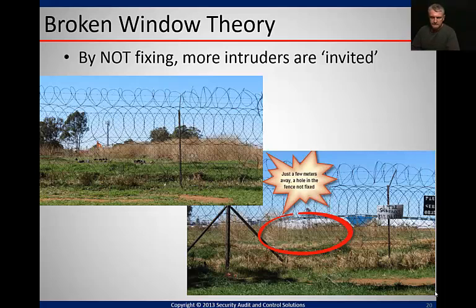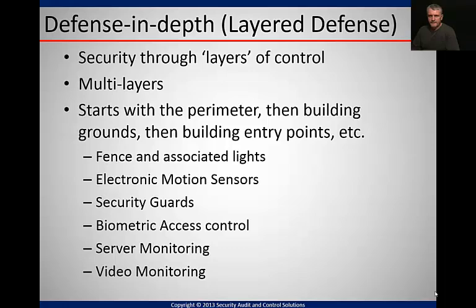However, just a few meters away from there, we have a hole in the fence that hasn't been fixed for a while. This, to trespassers, would indicate that we don't have perimeter control or review, and we can go in and out as we please. So by not fixing it, more intruders are invited.